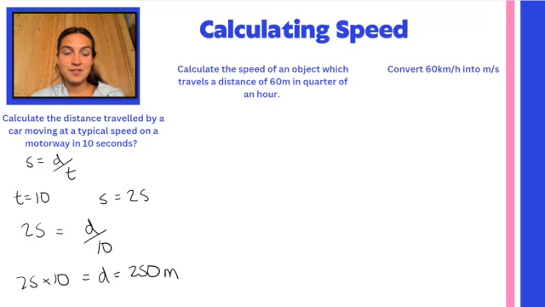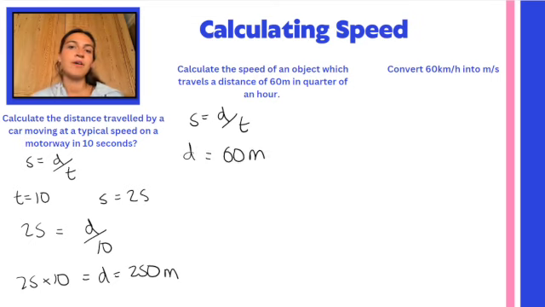Okay, in the next question, I need to calculate the speed of an object which travels a distance of 60 meters in a quarter of an hour. So again, my first step is just write out the equation. And then I can identify which variables I have in my question. So I have that my distance is 60 meters and I've got my time as well, 0.25 hours.